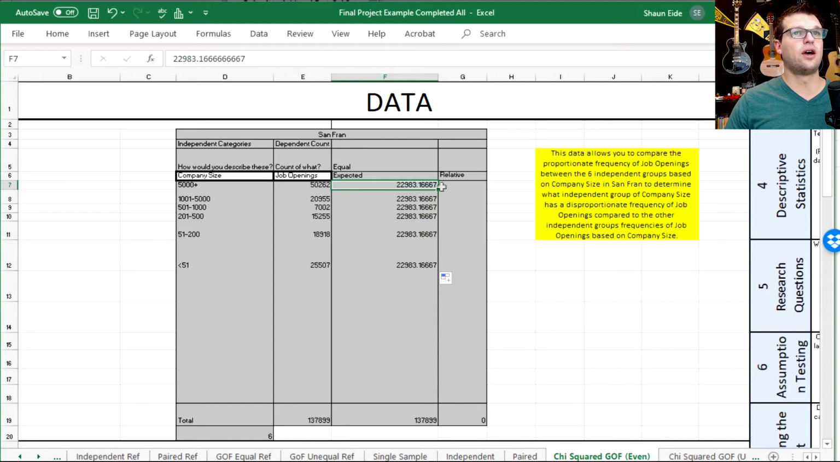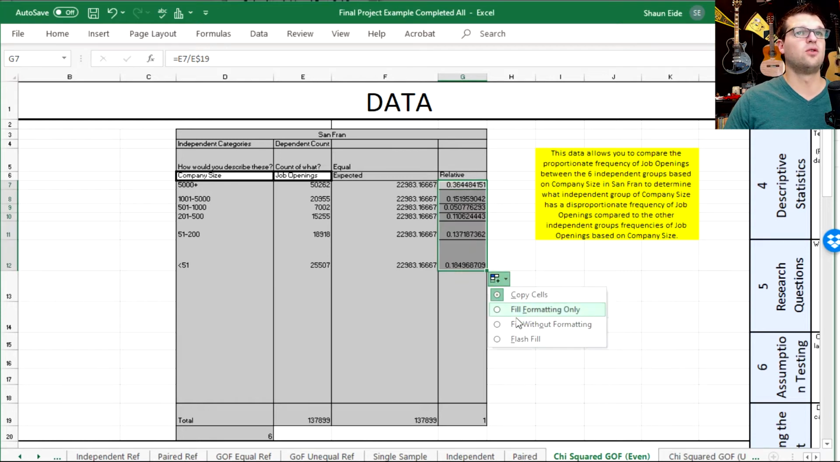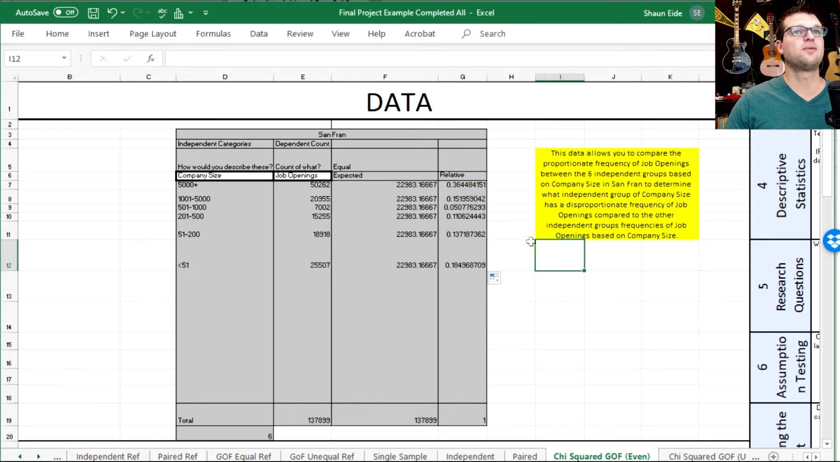And the next thing that we're going to do is find the relative frequency of each of these. So we're going to do equals the frequency of 50,000 plus companies, divided by the total number of companies. I'm going to drag this down, and fill without formatting because I don't like all those lines. And so we've got the relative frequency of each company size.